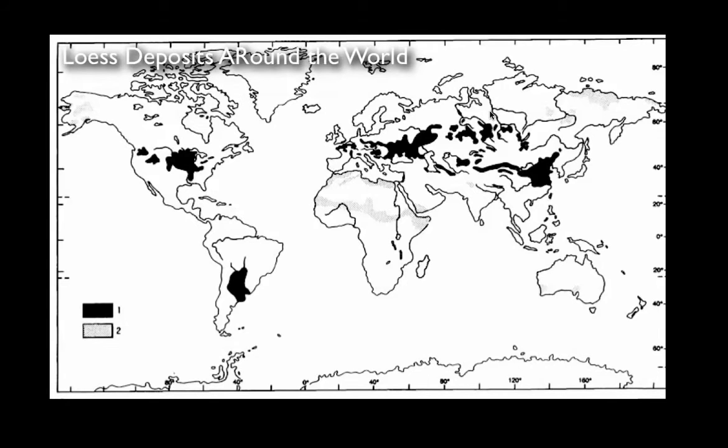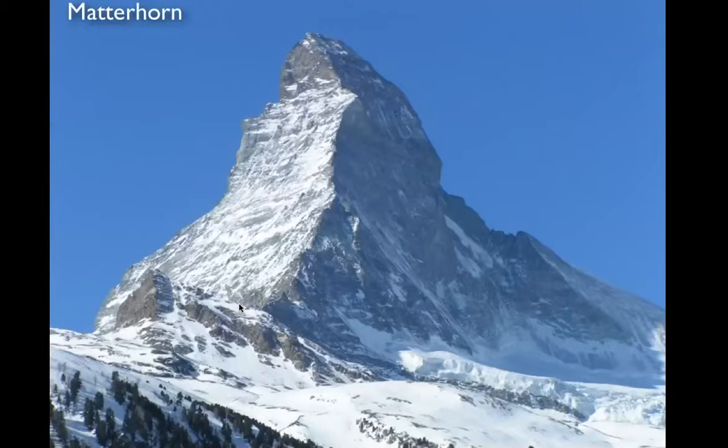Where do you find loess around the world? Here you go. Across here, it forms some great farmland. Across Europe, across Russia, and across China. Left behind by glaciers, probably advancing from the north and from the south.